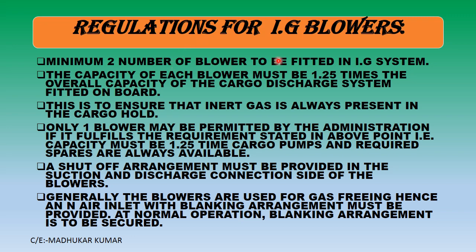Minimum 2 numbers of the blowers to be fitted in the IG system. The capacity of each blower must be 1.25 times the overall capacity of the cargo discharge system. This is to ensure that the inert gas is always present in the cargo hold. Okay. Only one blower may be permitted by the administration if it fulfills the requirement stated in the above point. That is, capacity must be 1.25 times the cargo pump's capacity, and if required, spare parts have to be also available. A sort of arrangement must be provided in the suction and discharge connection side of the blowers.